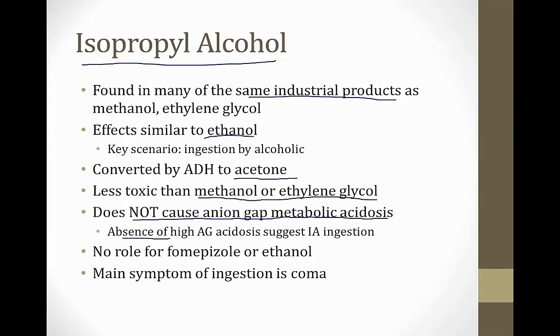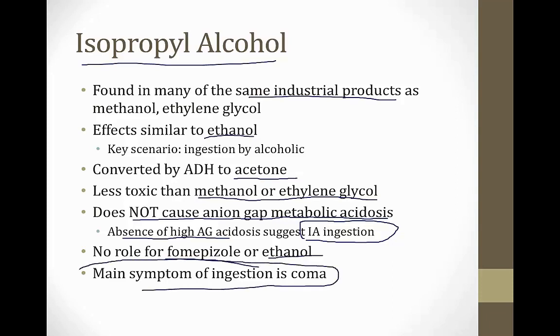Importantly, it does not cause an anion gap metabolic acidosis, as I said, so if someone's ingested toxic products but they do not have a high anion gap acidosis, it suggests isopropyl alcohol, and this is something you'll learn about if you ever do a rotation in toxicology. There's no role for fomepizole or ethanol here, and the main symptom of ingestion is coma. So I just mentioned this because it often comes up in the same areas as methanol and ethylene glycol.